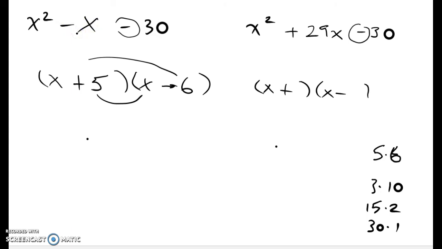Okay, let's look at this one. What times what gives you 30 whose difference is 29? 30 and 1. The 29 is a positive, so we want to put the 30 with the positive. And we're going to put the 1 with the negative. And there's our solution.